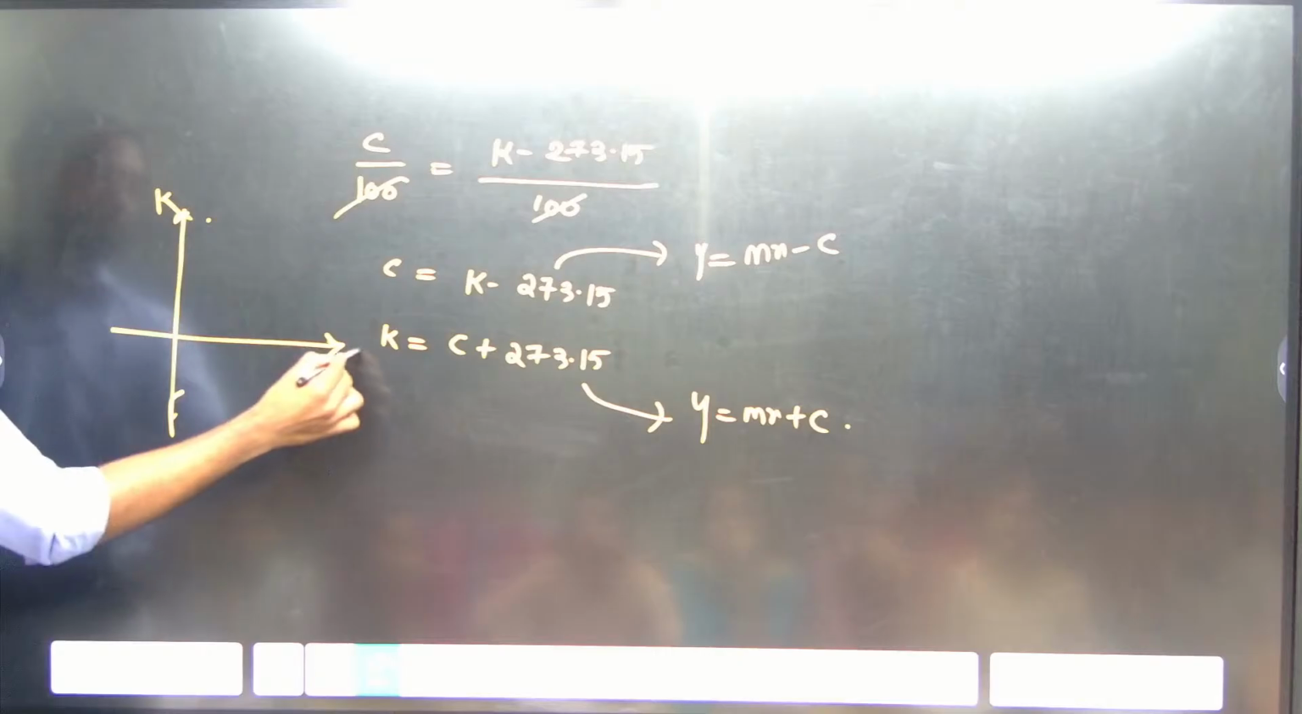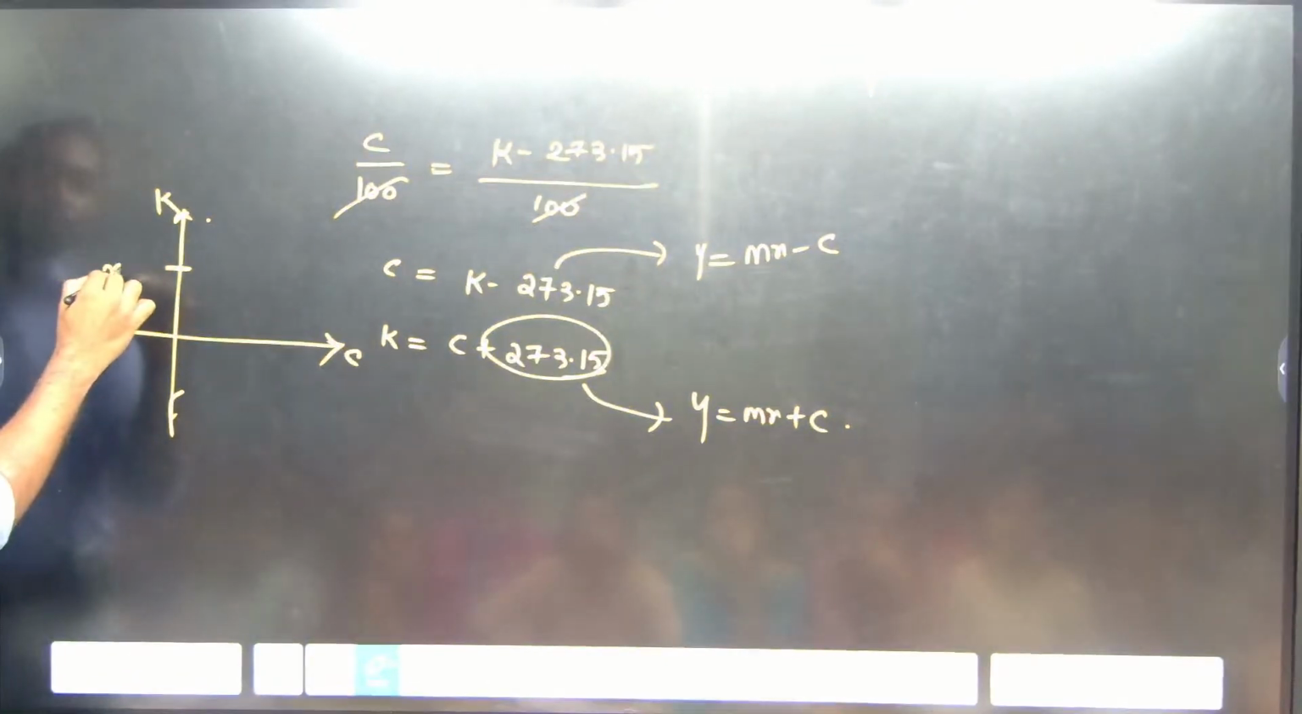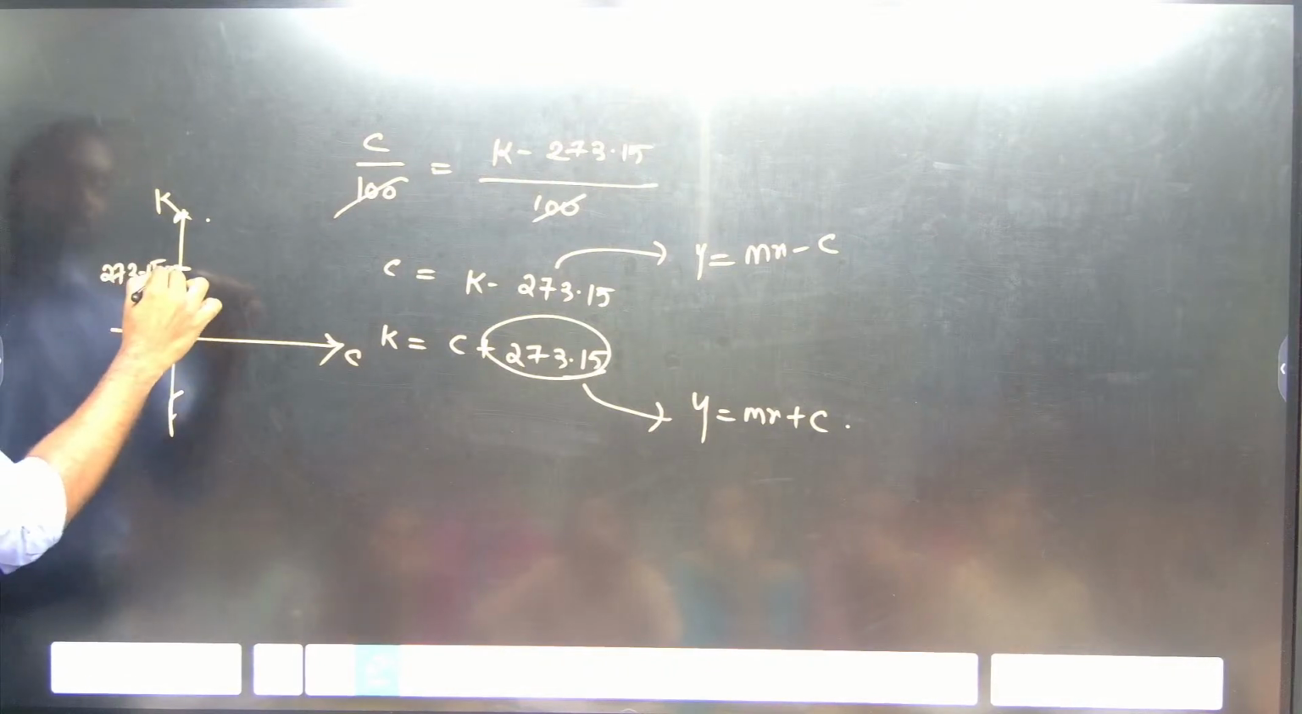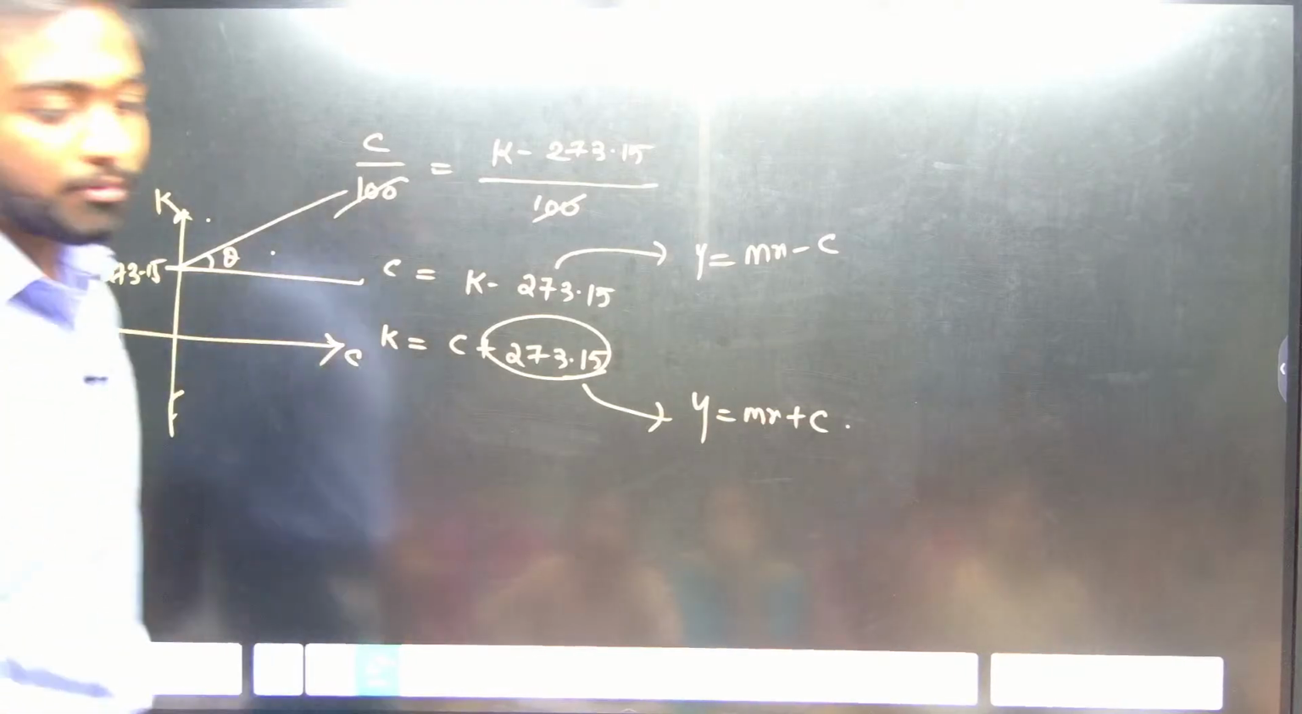this is K and this is C. So the intercept is 273.15. So it will be starting like this. This is the graph.